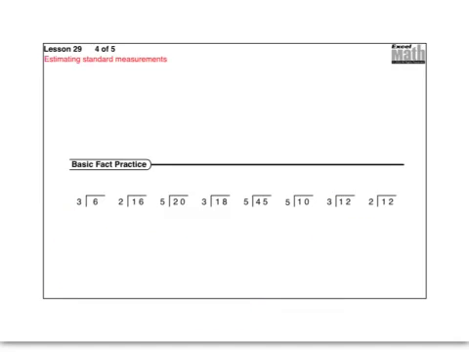Okay, now what I want you to do is pause the video, do these as fast as you can, and then turn the video back on to see the answers. Okay, so you should have done 6 divided by 3 is 2. 16 divided by 2 is 8.